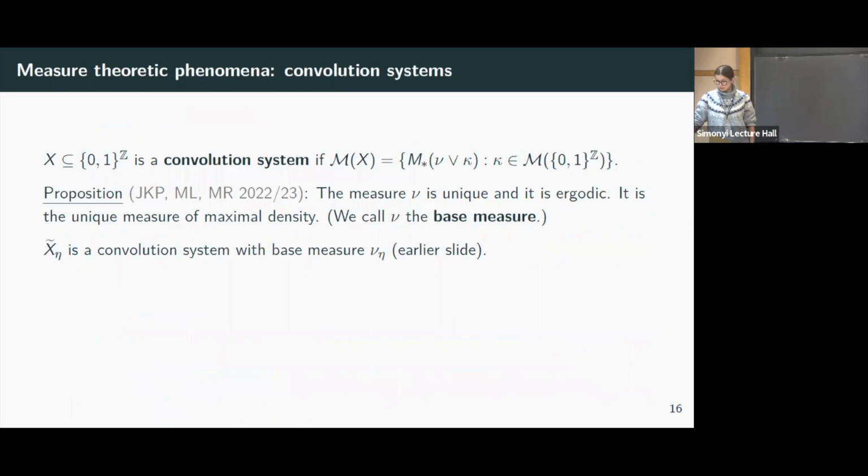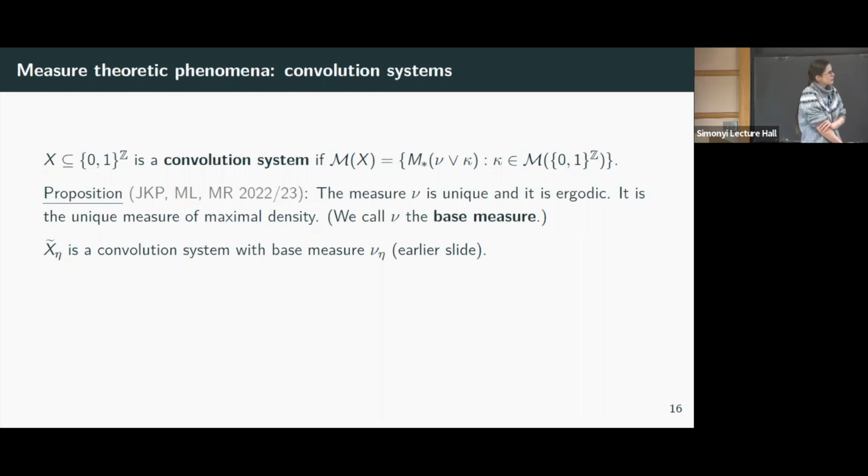All right, so recently it turned out that these phenomena are actually more general than we thought. So it's not specific to these B-free systems. So I need a definition. A subshift X is a convolution system if its set of invariant measures looks like this. So M is again the coordinate-wise multiplication. Here I don't have the Mirsky measure, but just some measure. And that's it. So if the set of invariant measures looks like this, I say that my object is a convolution system.